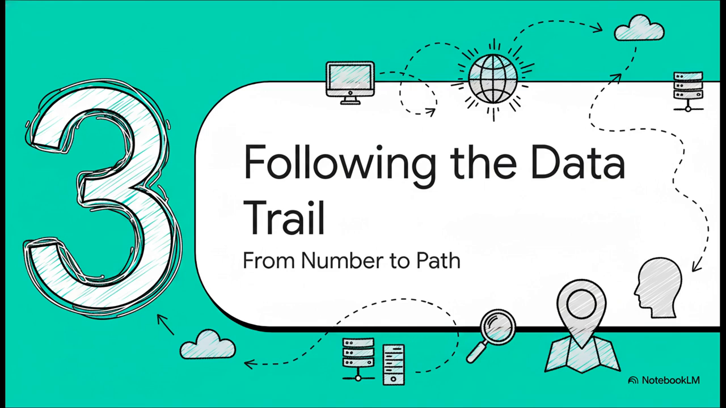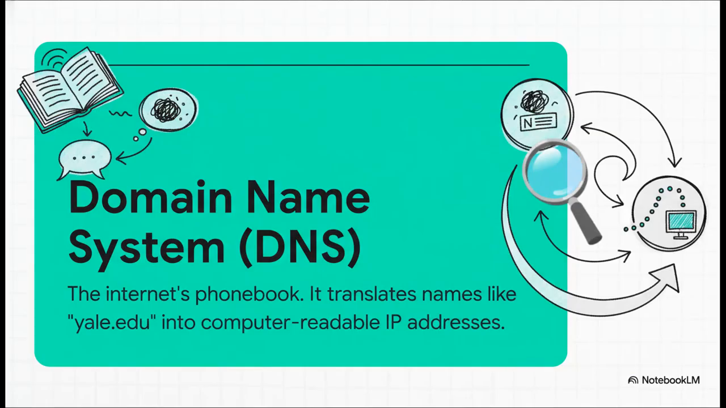Okay, so we have our first clue, the suspect's IP address. But that's just a number. How do we turn that number into a name, a location, and trace the exact path that the criminal's data traveled across the globe? Well, first, we use something called the Domain Name System, or DNS. You can think of this as the internet's giant phone book. We humans remember names like Yale.edu, right? But computers only understand the numbers. DNS is the system that works behind the scenes, translating the names we type into the IP addresses that computers need to find each other.